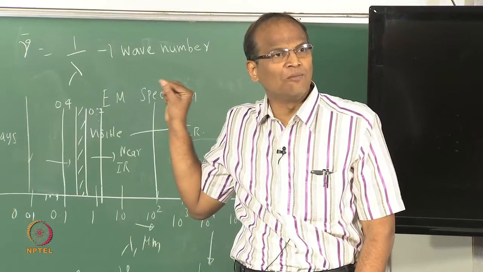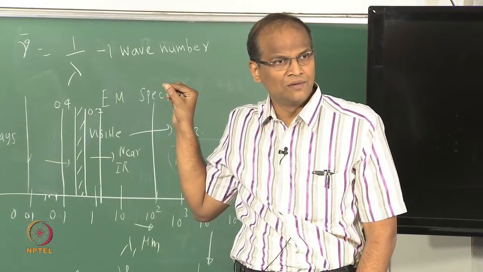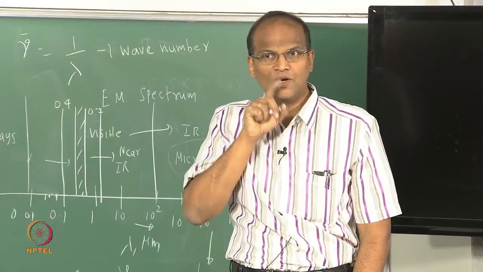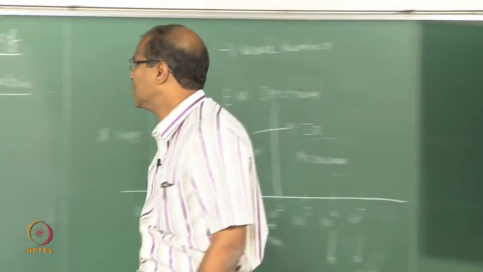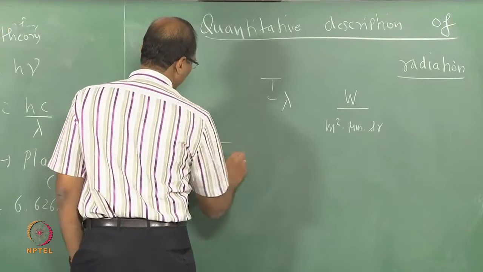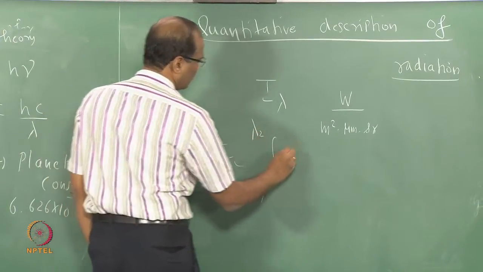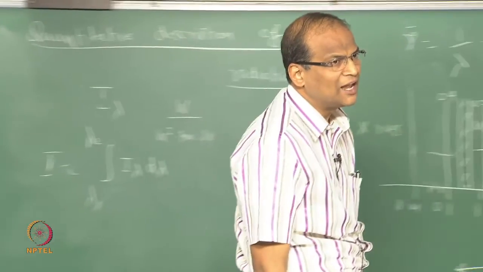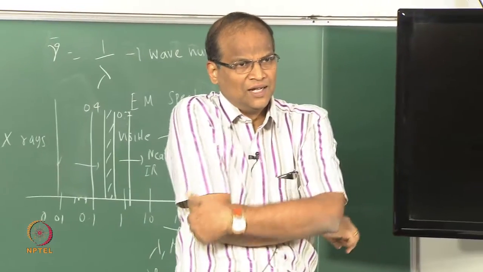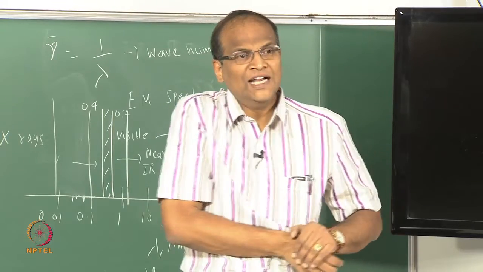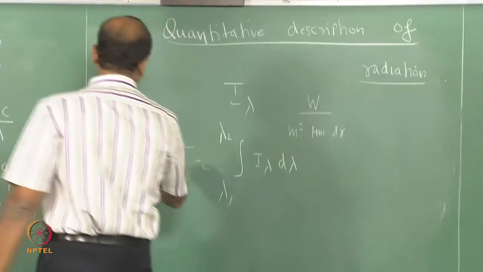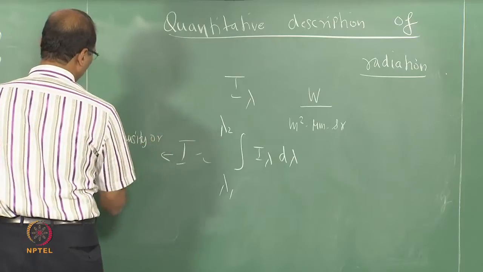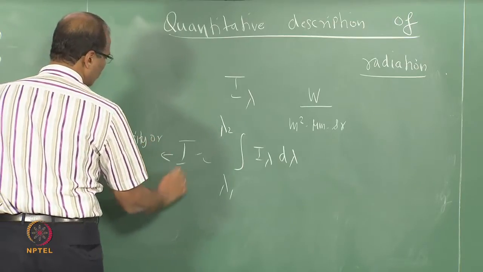Planck actually got this for a black body as a function of lambda and temperature, that I lambda, the correct distribution which won him the Nobel Prize in 1918 for quantum statistics. We will talk about this a little later, maybe in Thursday's class. Now, when this I lambda is integrated between two wavelength limits, lambda 1 and lambda 2, this is called intensity or radiance. What will be the units?